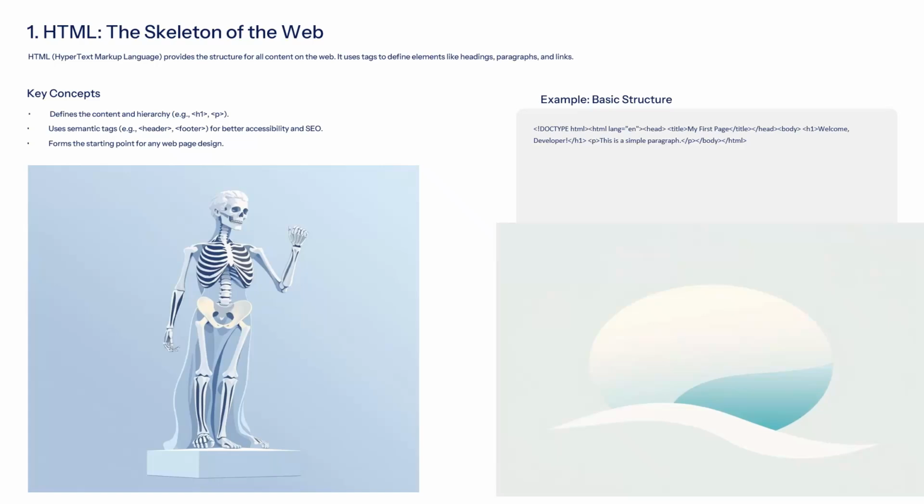On the right, you can see a simple HTML structure example showing a heading and paragraph inside the body tag. This is what the web browser needs to render the content you see on the screen. And on the left, the skeleton image visually represents HTML's role. It is the foundation or backbone that holds everything together on the web.